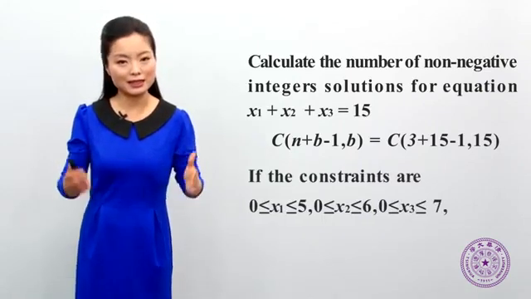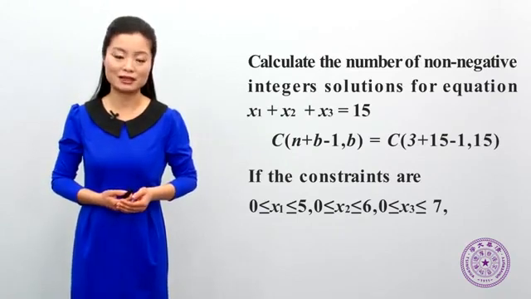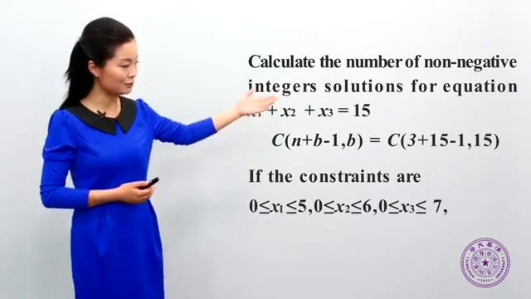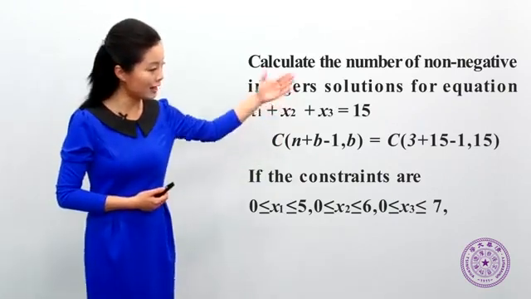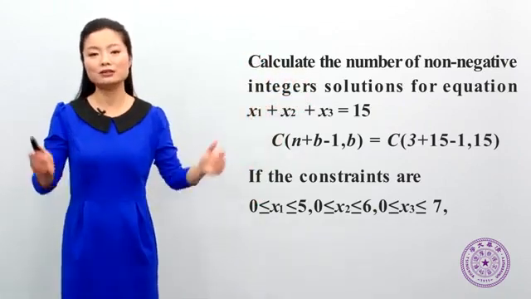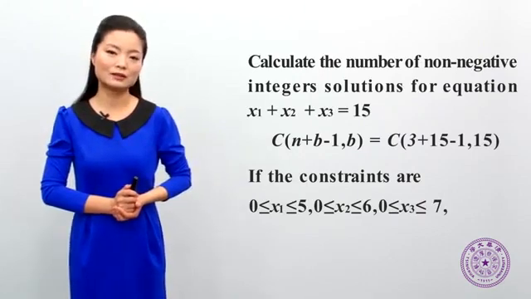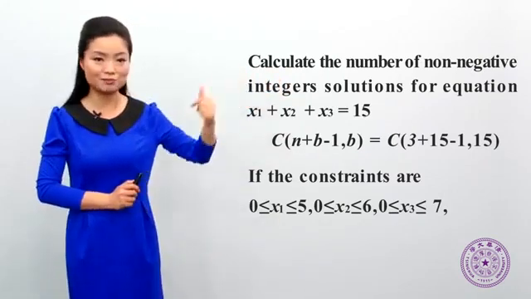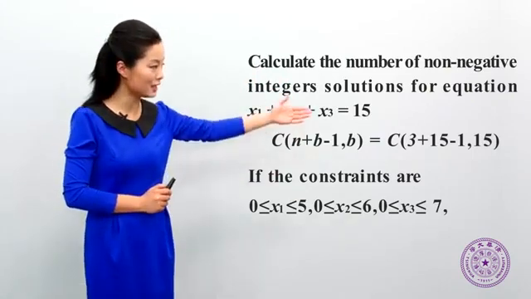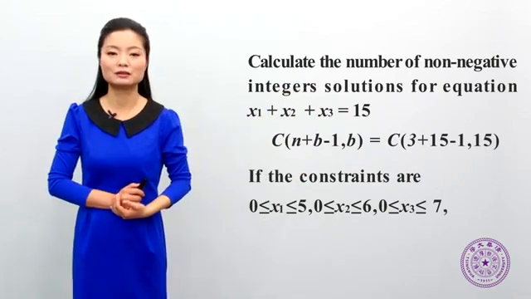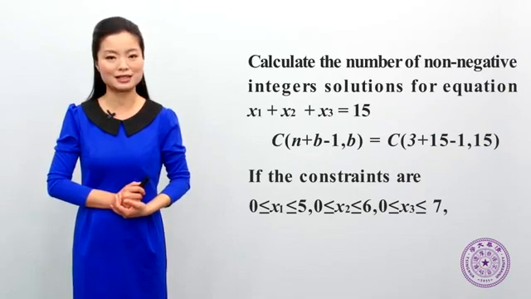For instance, if every xi has a specific domain, how should we deal with this? In the previous problem, if I add the following condition, the domain of x1 is 0 to 5, and the domains of x2 and x3 each range from one integer to another. Now, it seems that the formula C(n plus b minus 1, b) no longer works, because it might contain solution sets in which x1 is larger than 5. What should we do now? Could we use the IEP solution instead?